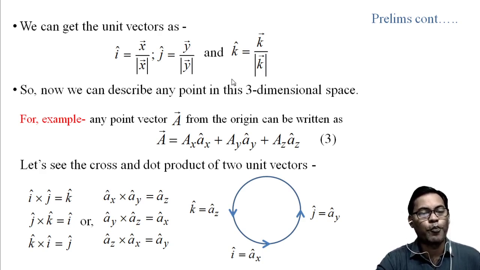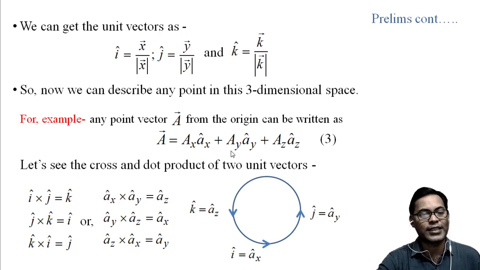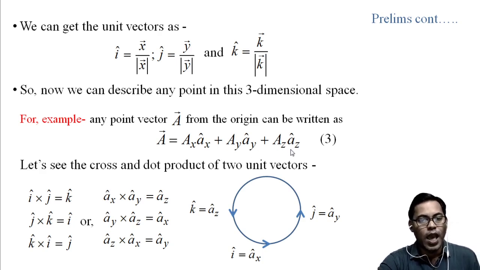Now suppose a point vector A is represented in the Cartesian coordinate system. So this vector can be represented in a general expression, which we write as equation 3, that is A equals Ax ax plus Ay ay plus Az az. Here capital Ax, Ay and Az are the components of vector A along the x direction, y direction and the z direction, and the unit vectors are small ax, small ay, small az, or ax cap, ay cap, az cap. Now we need to find the cross product and the dot product of the unit vectors.